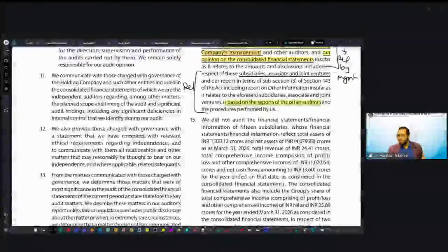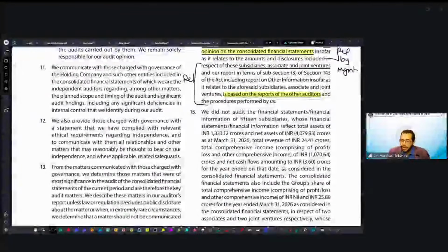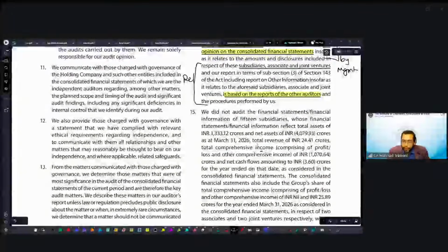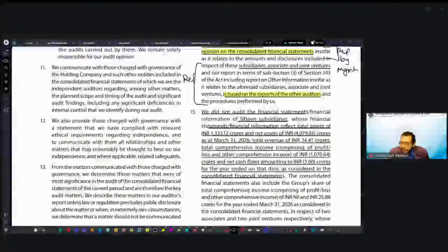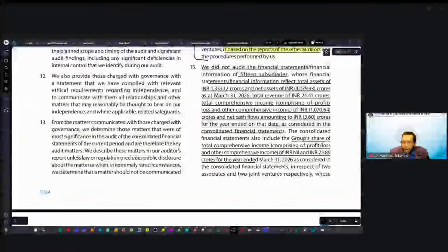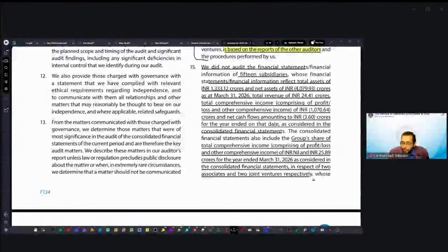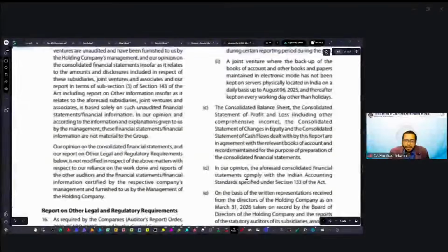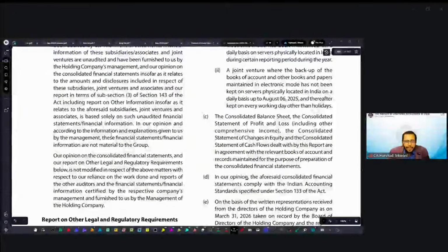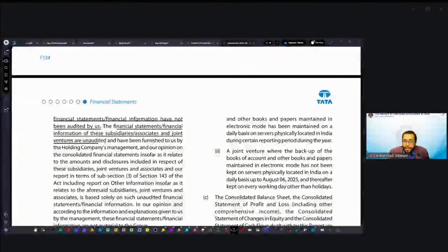See, something more is given on this scenario. We did not audit the financial statement of 15 subsidiaries whose total information reflects total assets, total revenue, comprehensive income, everything as on the date of the consolidated financial statement, group share for the two associates and joint ventures, and then the financial statement has not been audited by us. Okay, so these financial statement information and joint ventures are unaudited and have been furnished to us by the holding company's management. Again, very important part.